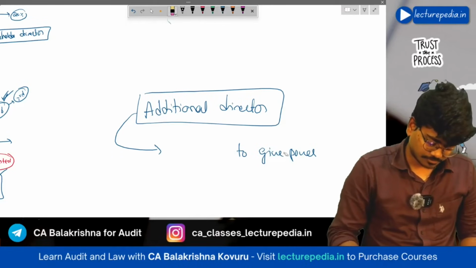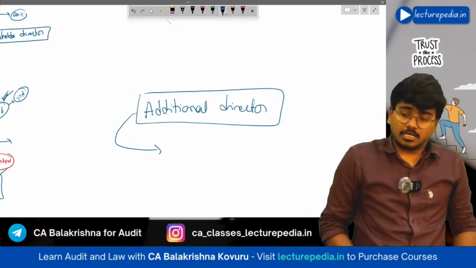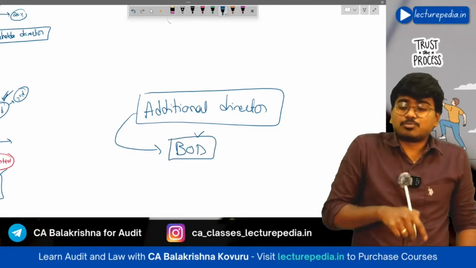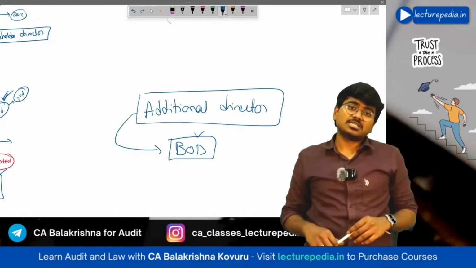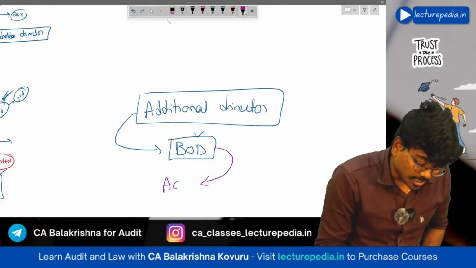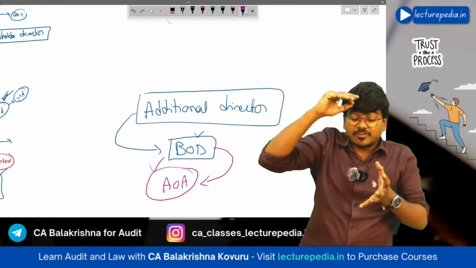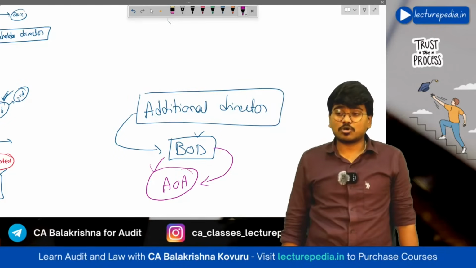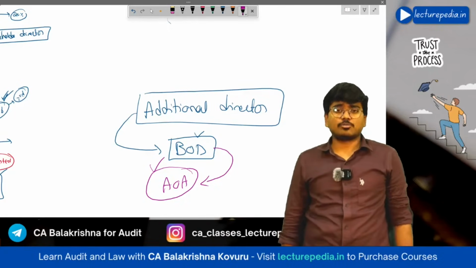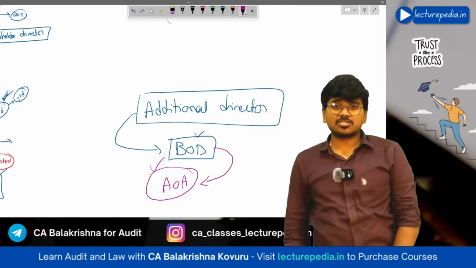Basically, let me put it this way. Additional director can be appointed by board of directors. From where will this board of directors get power to appoint additional directors? They will get power from AOA. AOA has to give power to board of directors. If AOA doesn't give power to board of directors to appoint additional director, then the company cannot appoint additional director. Board of directors cannot appoint additional director because AOA is silent. AOA has not given power to board of directors to appoint additional director.